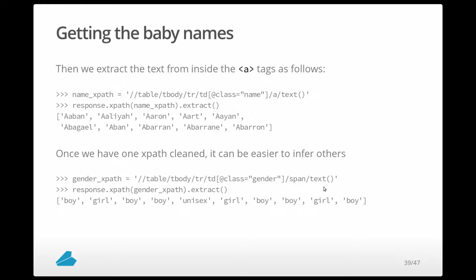And then having cleaned up this XPath, it turns out that the other XPath is very similar. It's the same one as before, but just with the class changed. So that's an easy win, right? So you just make a simple modification to this tag and to this XPath, and then you get all of the genders as well. And the order is just arranged as the order of the website.